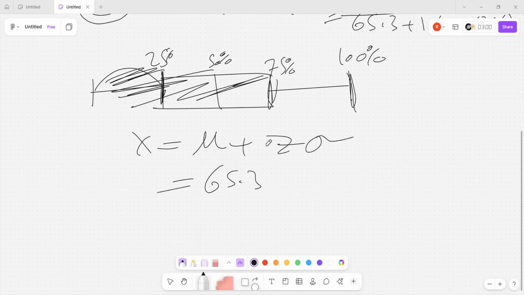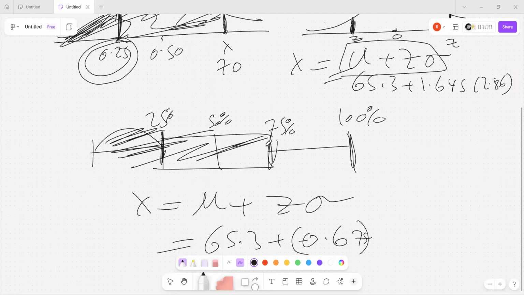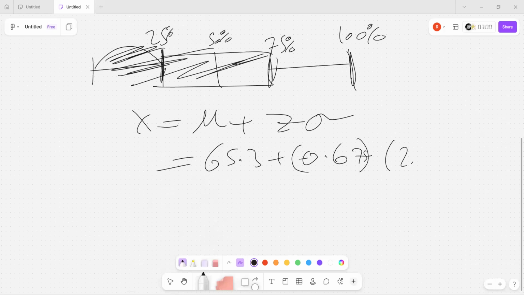65.3, and the standard deviation was 2.86. Okay, that's it. And it's 67.485. Yeah, but you made it negative 0.675, right? Yeah. Perfect. So that's it.